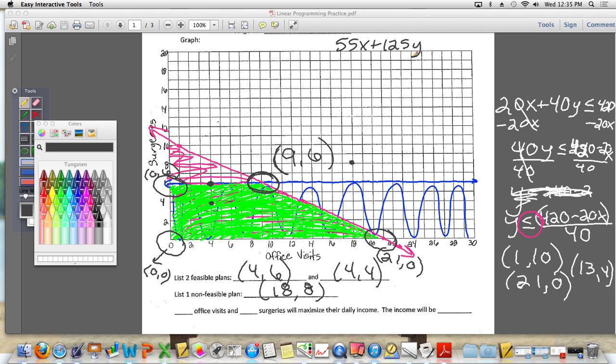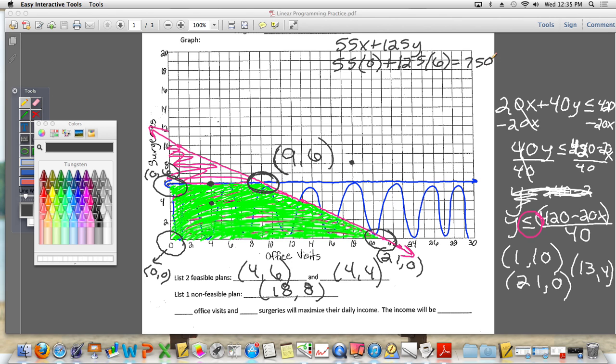So what I need you guys to do is put that 0 in for x and put your 6 in for y. So you're going to do 55 times 0 plus 125 times 6. I replaced my x with 0, my y was 6. Do it on a blank screen. You're going to do 55 times 0 plus 125 times 6. Get an answer. $750. Agreed? $750. All right. So we've checked this point.